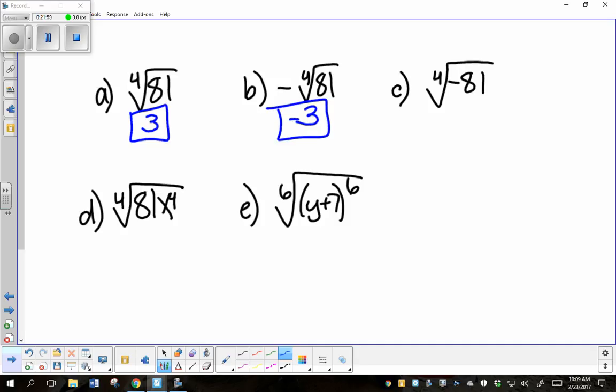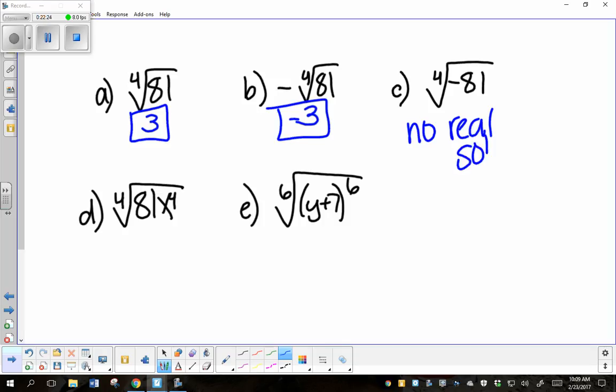Raise your hand if you think you know what C is, the 4th root of negative 81. Tyler? Negative 3 times negative 3 would be positive 9. Times a negative 3 would be negative 27. Times a negative 3 would be positive 81. That wouldn't get me negative 81. No real solution.